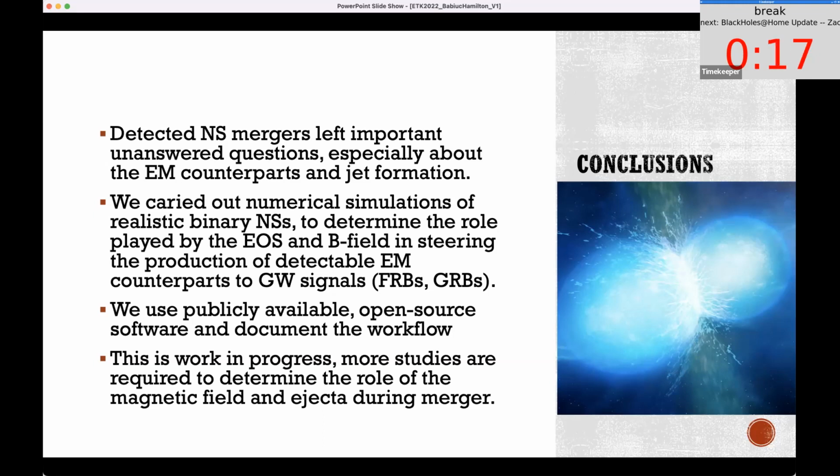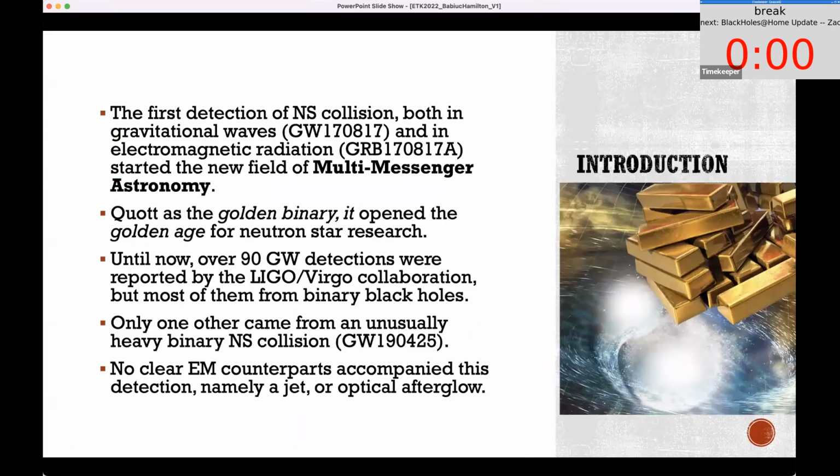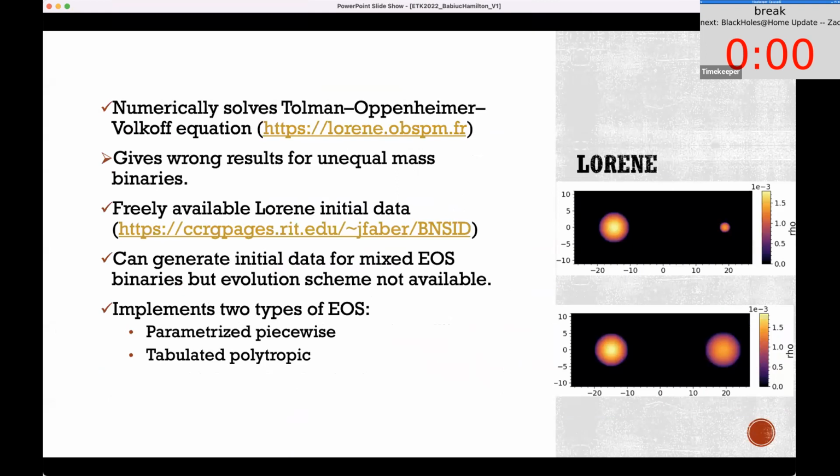Questions? Yes. Can you elaborate more on the fact that asymmetric initial data was not working in Lorene, but you still showed asymmetric results? Yeah, so what I said is that if you use Lorene as it is packaged, it doesn't work, but there is freely available Lorene initial data on the webpage. So that's where I ended up taking the initial data for unequal mass binaries.